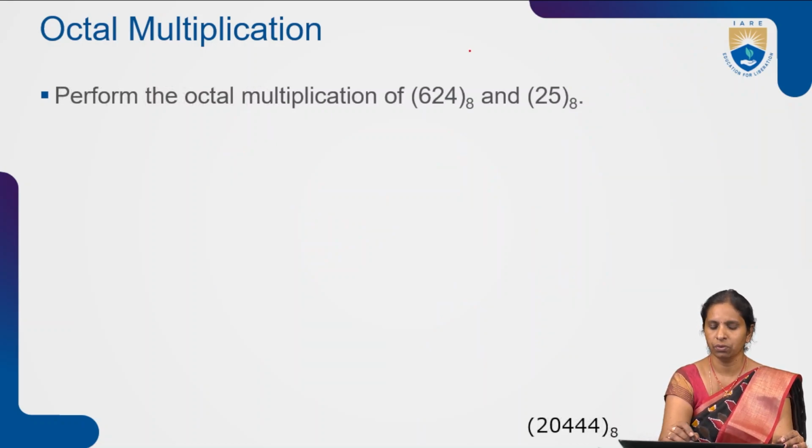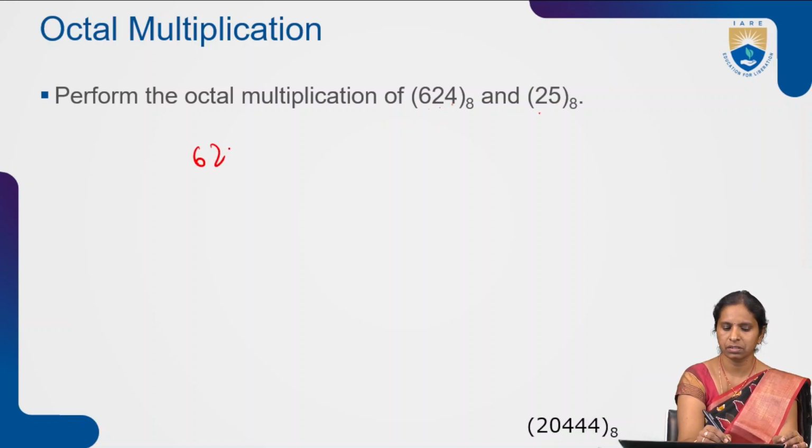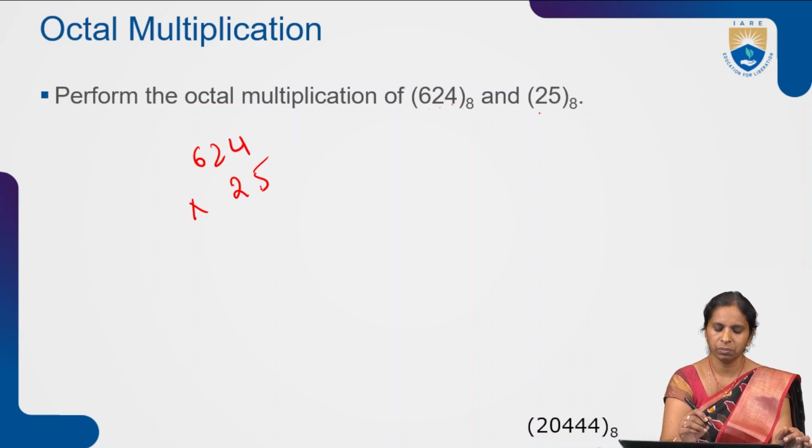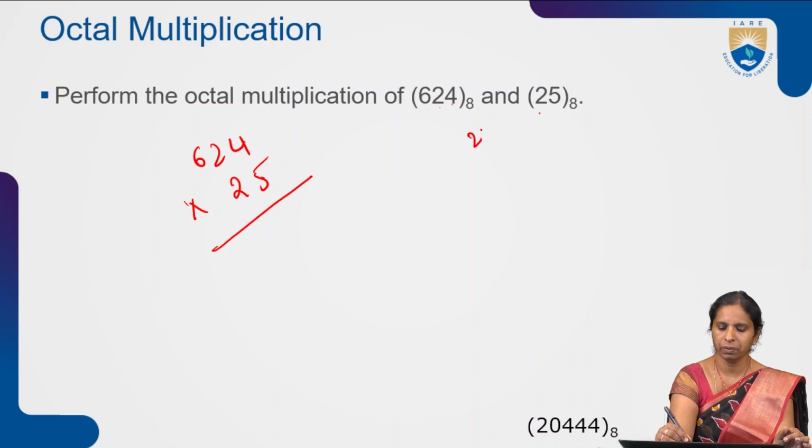And similarly, you want to perform the multiplication of 624 with 25. How do you perform it here? 624 into 25. You perform this also like you do in the decimal number system. The same way you can perform the multiplication operation on octal numbers also. Then 5 fours are 20. This 20 is in decimal, because you are performing normal decimal operations, but you want to convert it into octal, because the octal number system is given.